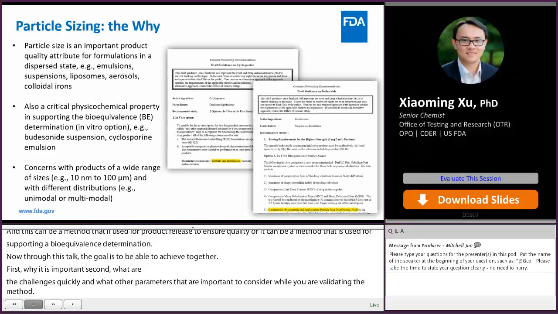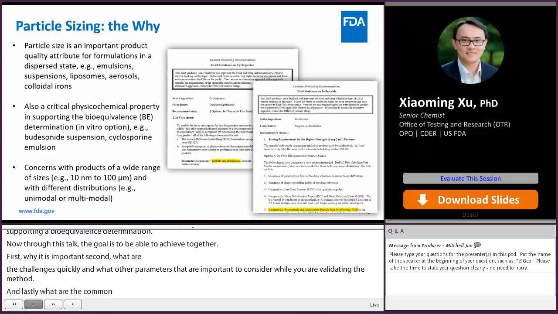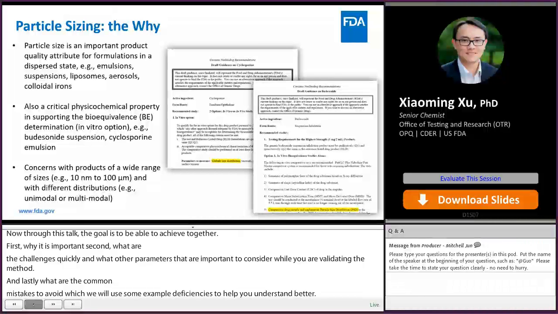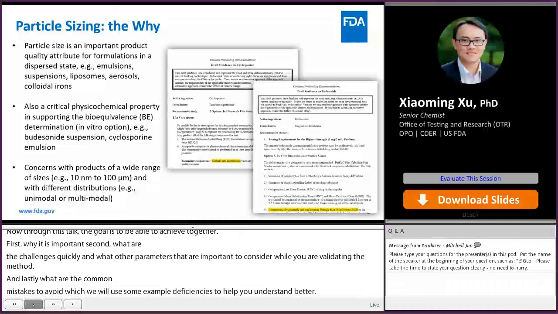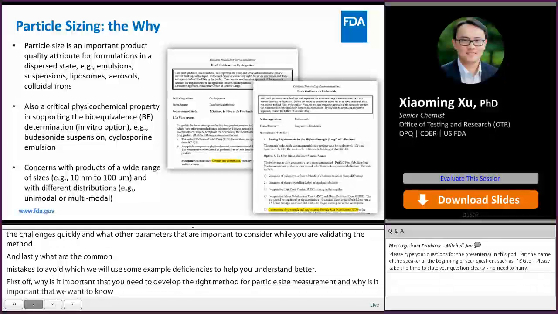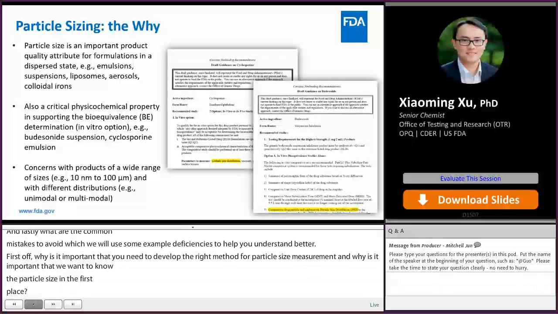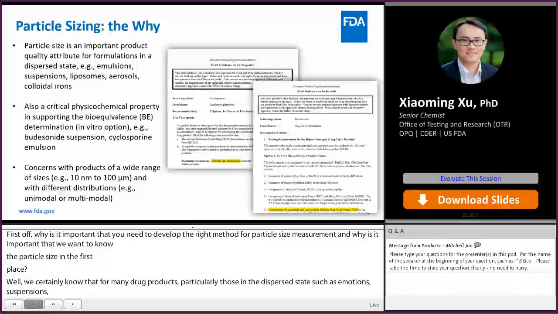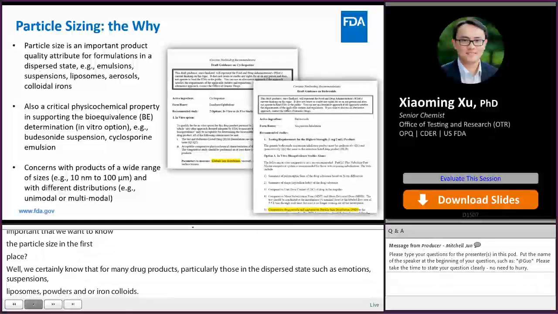First off, why is it important that you need to develop the right method for particle size measurement? And why is it even important that we want to know the particle size in the first place? Well, we certainly know that for many drug products, particularly those in a dispersed state, such as emulsions, suspensions, liposomes, inhalation powders, or iron colloids, particle size is an important quality attribute. This means that it is critical for the performance of the product, which ensures that the product is not only efficacious but also safe.